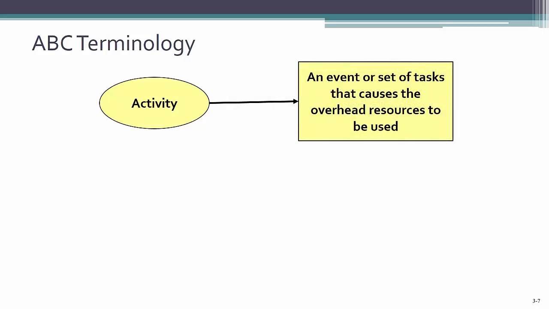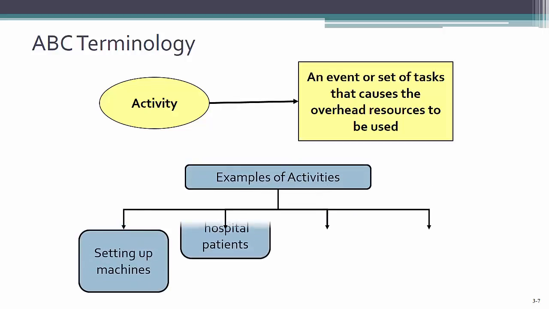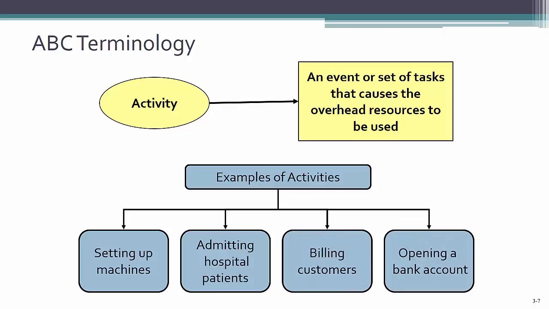Overhead is allocated using the concept of an activity or a cost driver. Activities cause costs to be incurred. An activity in an activity-based costing system is an event that causes the consumption of overhead resources. Most companies have hundreds of activities. Examples include inputting a customer order, purchasing materials, stocking shelves, meeting with audit or tax clients, setting up machines, admitting patients to a hospital, billing customers, and opening an account at the bank.